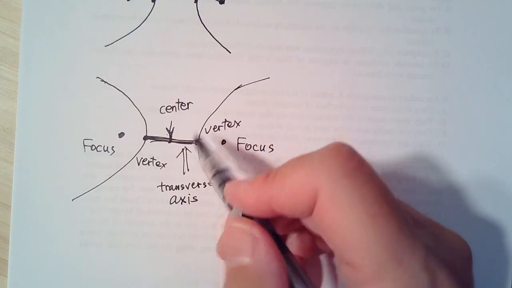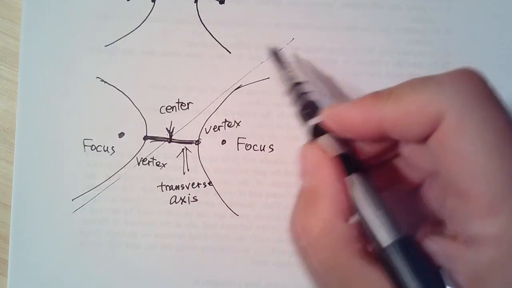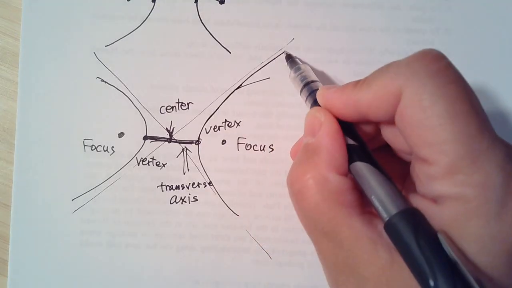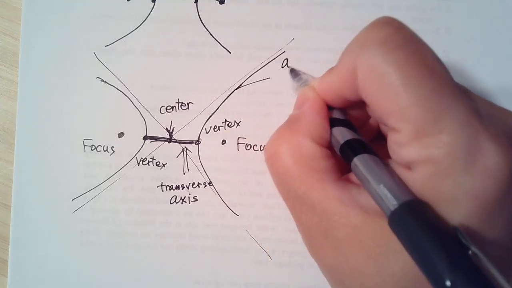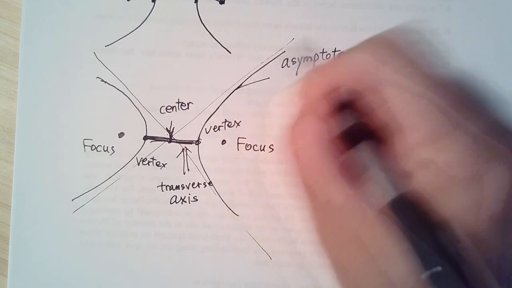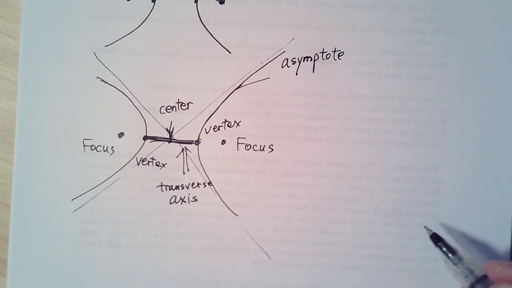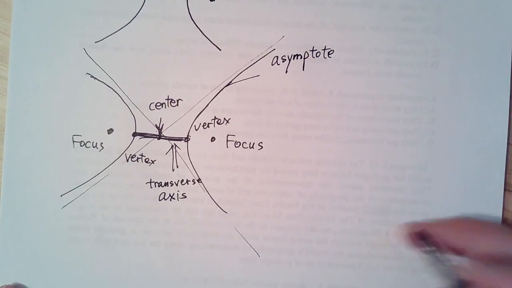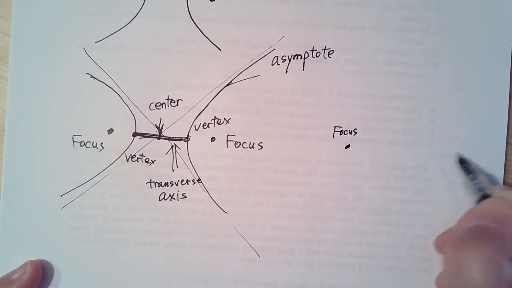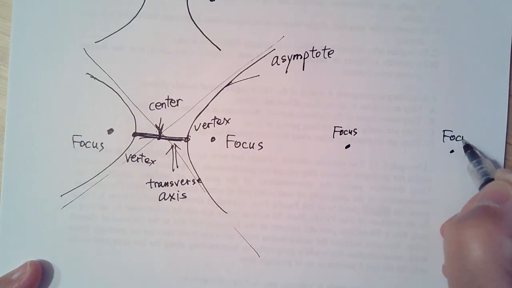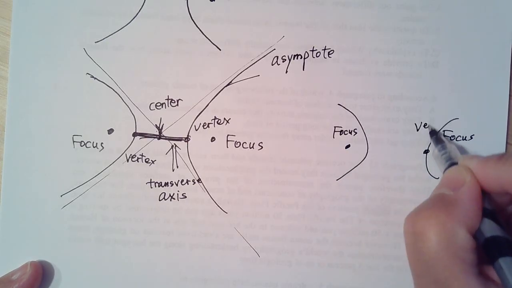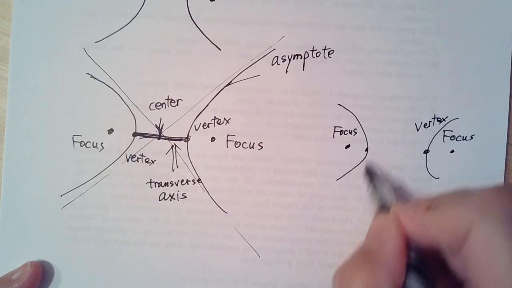Okay, and later when you graph, there are two lines, and this graph is going to be very close to them. These are called asymptotes. Asymptote 1, asymptote 2. So there are two asymptotes. All right, now there's just something else. Let me get a focus, and this is the vertex.